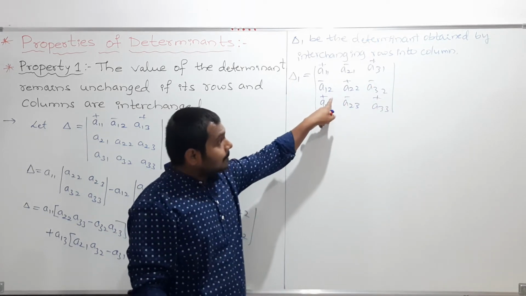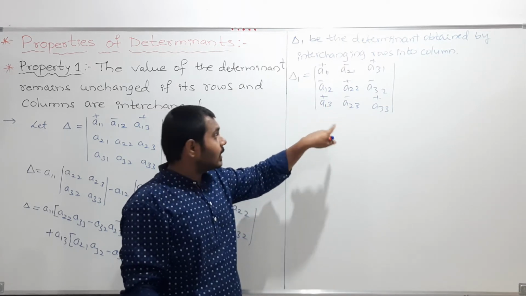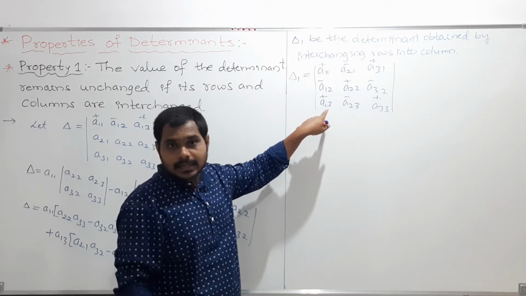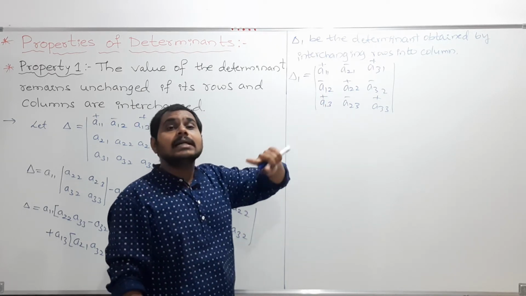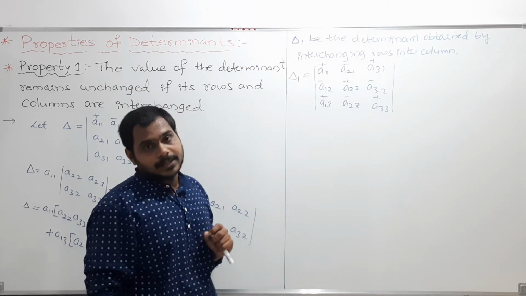I am writing this because to every element we should multiply with (-1) to the power of the subscript sum, like (-1)^(1+3), and so on. That is how we should write. I discussed that already in the previous videos, so please refer there. Clear?